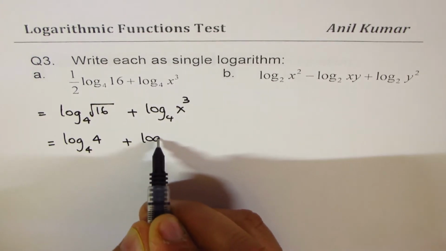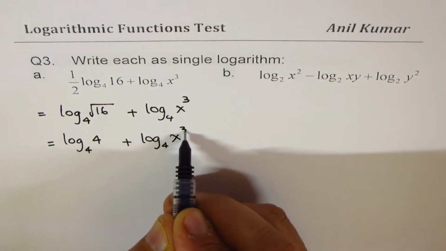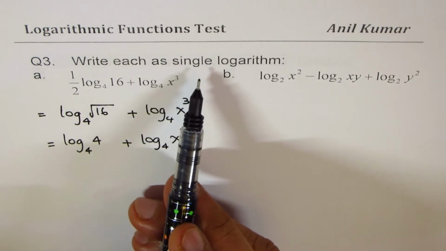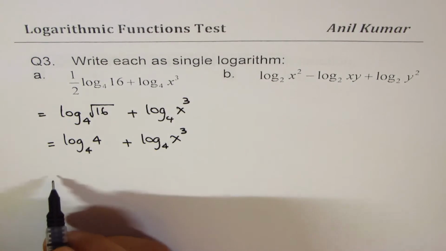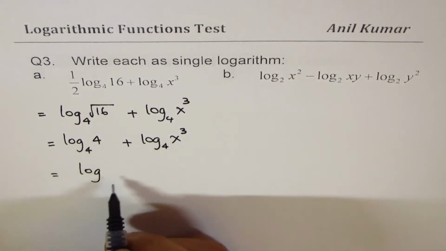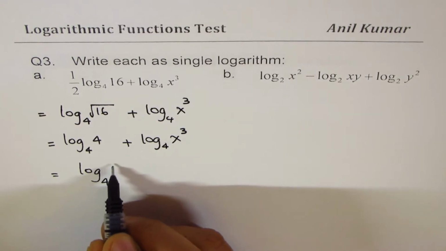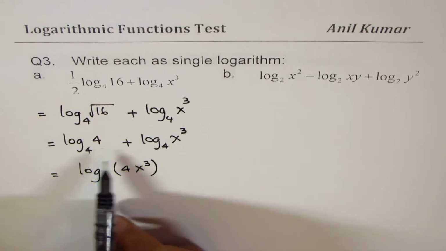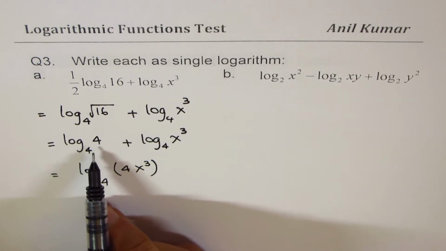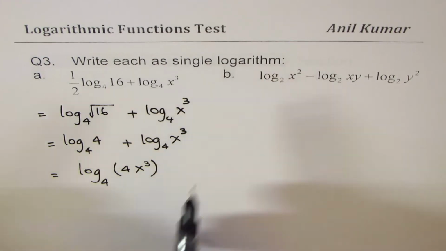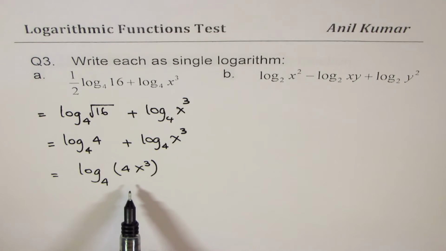Plus log to the base 4 of x cubed. Now if you are using as you have to write like a single log, right? So at this stage we'll use the properties of logarithms and then just multiply 4. So log to the base 4 of, multiply these, we get 4x cubed. So I did not really evaluate this. I could have written this as 1 plus that. Since we want to write as a single logarithm, we are actually placing it in this fashion. So I hope that step is clear, right?